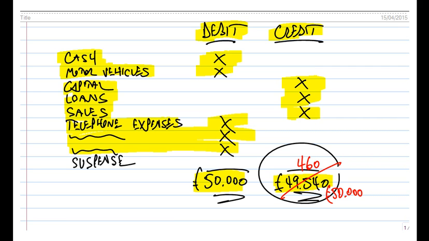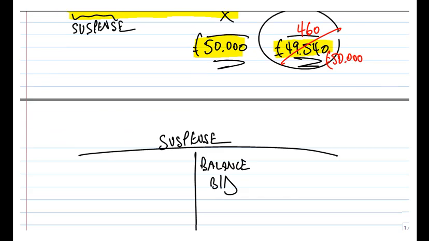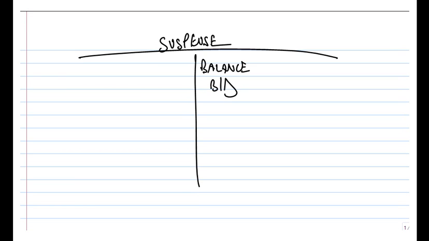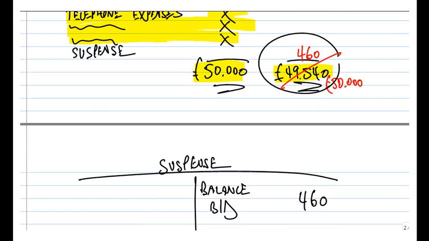Now I've identified that I want to set up a credit for the suspense account, and you can imagine a suspense account very much just a ledger account or a T account like any other ledger account. So if I want to set it up on the credit side, I would start with a balance brought down on the suspense account of my 460. So that's the first step, is to identify how much the suspense account is, which is just the difference between the two totals, but importantly making sure you recognise which side it needs to be on.